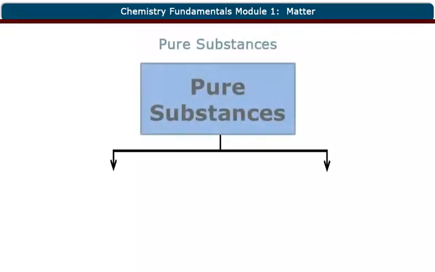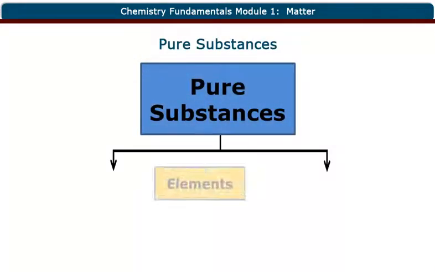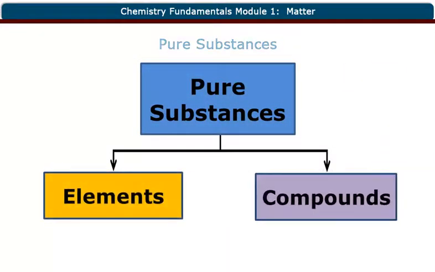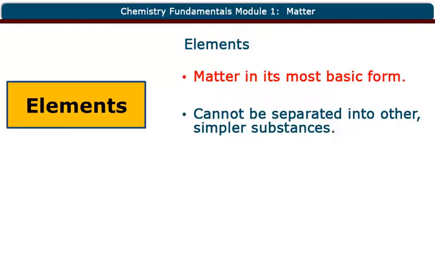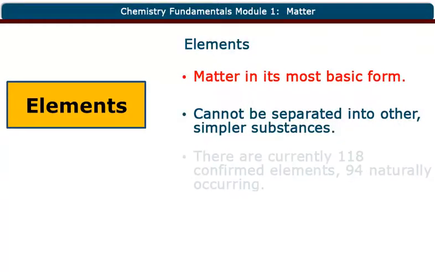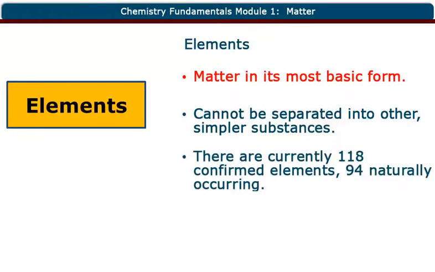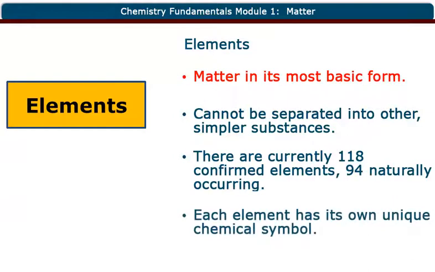Pure substances are classified as either elements or compounds. An element is matter in its most basic form. An element cannot be separated into other simpler substances. There are currently 118 confirmed elements, 94 of which are naturally occurring. Each element has its own unique chemical symbol.